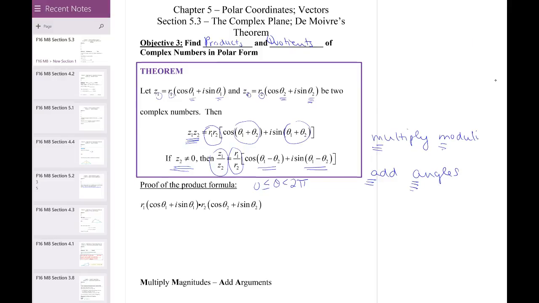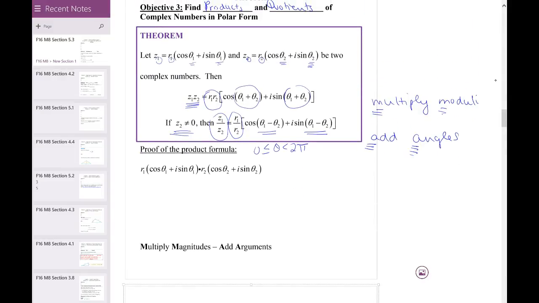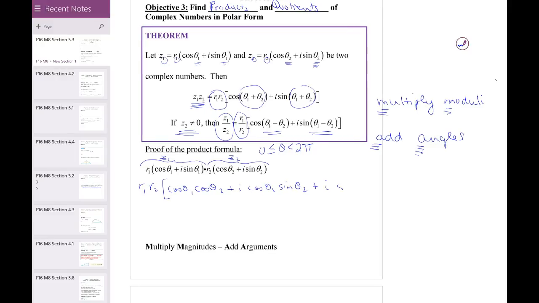So here's the proof of the product formula. Notice that if we have z1, which is r1 times cos theta 1 plus I sine theta 1, and we multiply it by r2 times cos theta 2 plus I sine theta 2, we bring the r1 and the r2 out in the front, and then you get cos theta 1 cos theta 2, so I'm foiling now, plus I cos theta 1 sine theta 2, plus I times sine theta 1 cos theta 2, and then plus I squared, which is minus sine theta 1 sine theta 2.